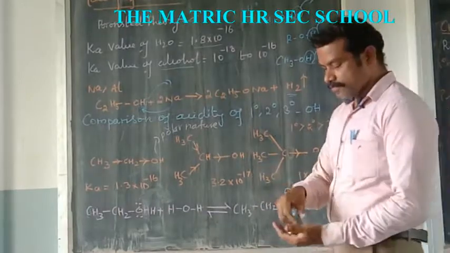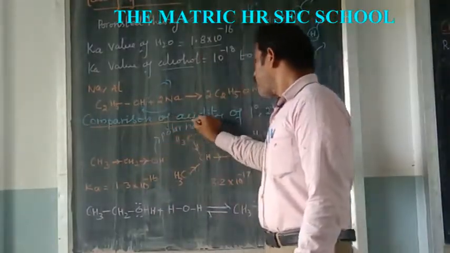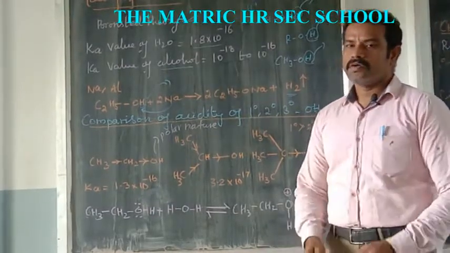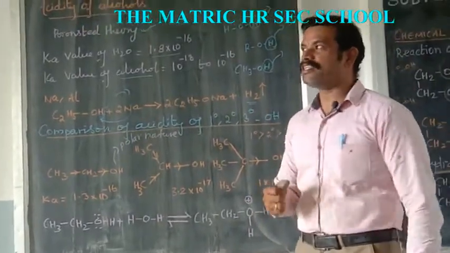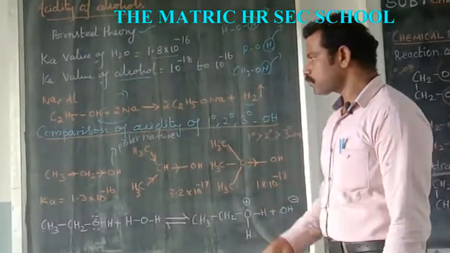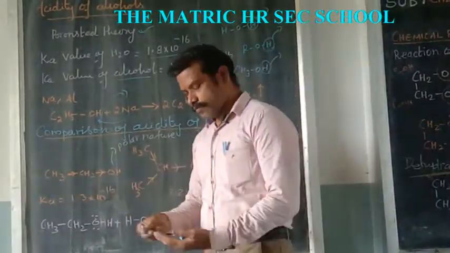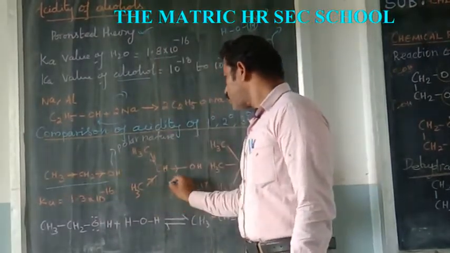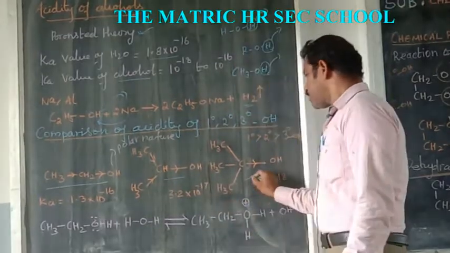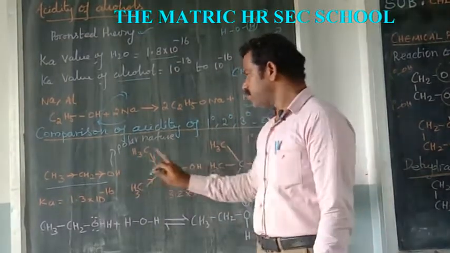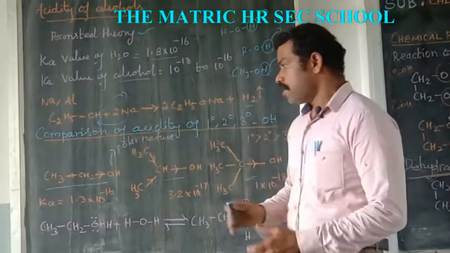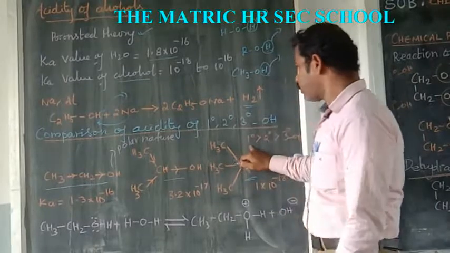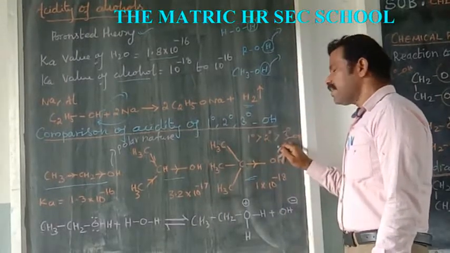Next, very important one: comparison of acidity of primary, secondary and tertiary alcohol. Which one is high, which one is low? I take ethyl alcohol first, second isopropyl alcohol, and tertiary butyl alcohol. These are primary, secondary and tertiary alcohol. Which is stronger? The acidity is highest for primary alcohol, then secondary alcohol, then tertiary alcohol.